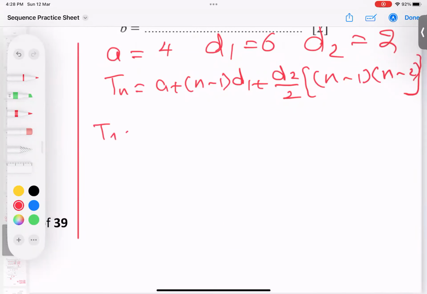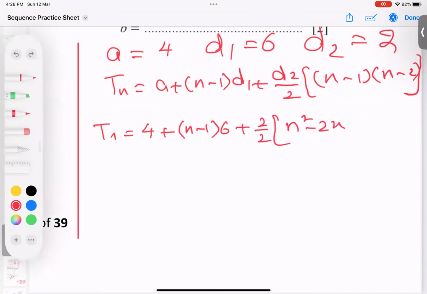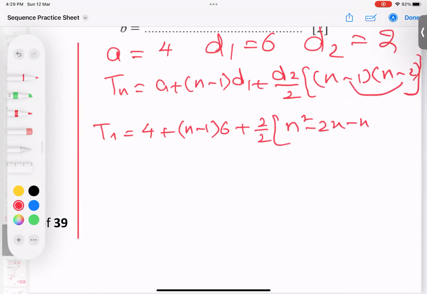I'm going to plug in the numbers. Let's start. The A value is 4. I plugged in 4 and keep it as it is. The first difference is 6 and the second difference is 2. I copy 2, and here I multiply. n times n gives n squared, n times minus 2 gives minus 2n, minus 1 times n gives minus n, and this gives plus 2.